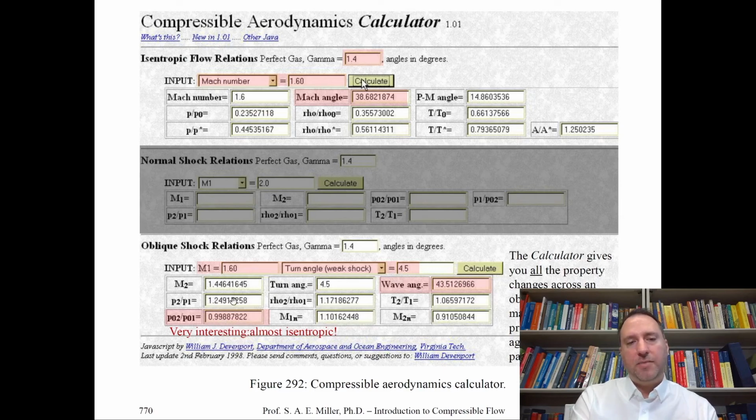You can also automatically find all the other quantities which we spent a lot of time talking about in this particular class. I've also highlighted the interesting concept of the wave angle. This is indeed the wave angle beta. So for Mach 1.6, turning angle 4.5, I get a beta, the wave angle relative to the incoming flow direction, of 43.51. Please take the time to try out this numerical calculator, and you can of course use it to check your homework.